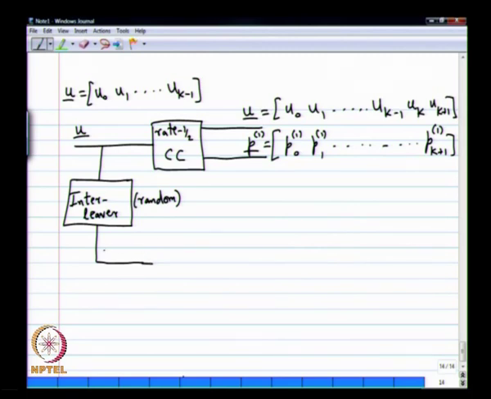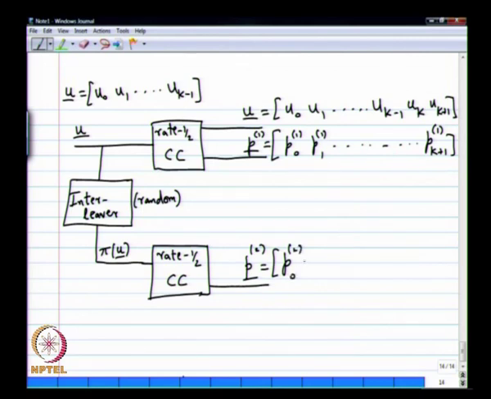It is very common to denote permutations by pi. So I will say the interleaved version is pi of U. Now this will go through another rate half convolutional code. In general it can be another code, but it is very common today to use the same code. So you use the same encoder as before. Now this will put out two outputs. One of them will simply be pi of U and that is already there, so you can simply drop that and only take the parity, which I will denote as P2. So you have P20, P21, so on till P2K+1.